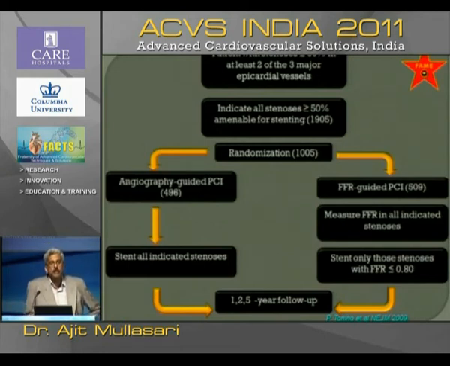The most important trial for the FFR was the FAME, and this was basically in multivessel disease of more than 50% in 2 or 3 major epicardial vessels who were amenable for stenting, who were randomized, 1,000 patients, approximately 500 in each arm, angiographic guided PCI versus FFR guided PCI. FFR was measured in all indicated lesions, and the stents were placed in only those with FFRs less than 0.8. A 1, 2, and 5-year follow-up was done.